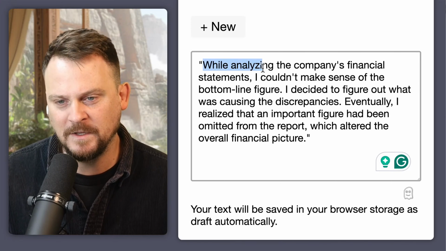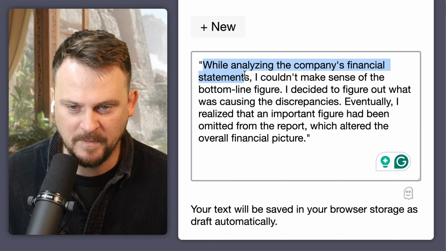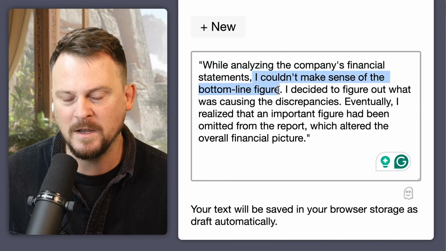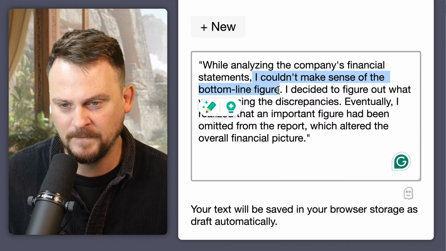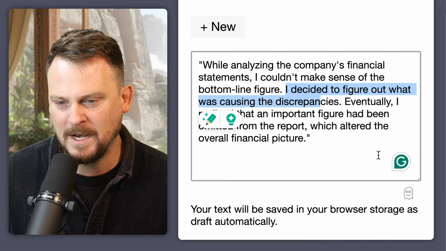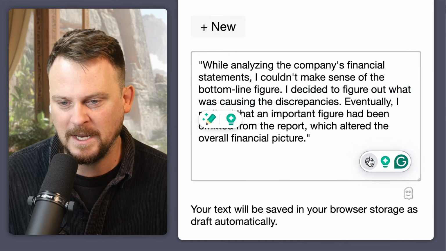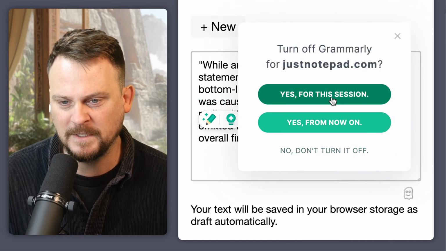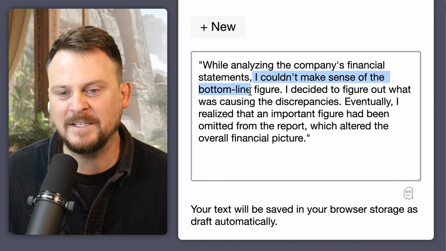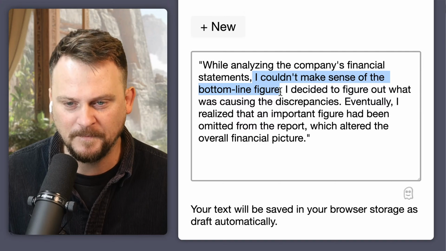While analyzing the company's financial statements, I couldn't make sense of the bottom line figure. I decided to figure out, I got to get this Grammarly out of here. Hold on. Get out of here for this session, please. Bye-bye. In my way. I couldn't make sense of the bottom line figure.